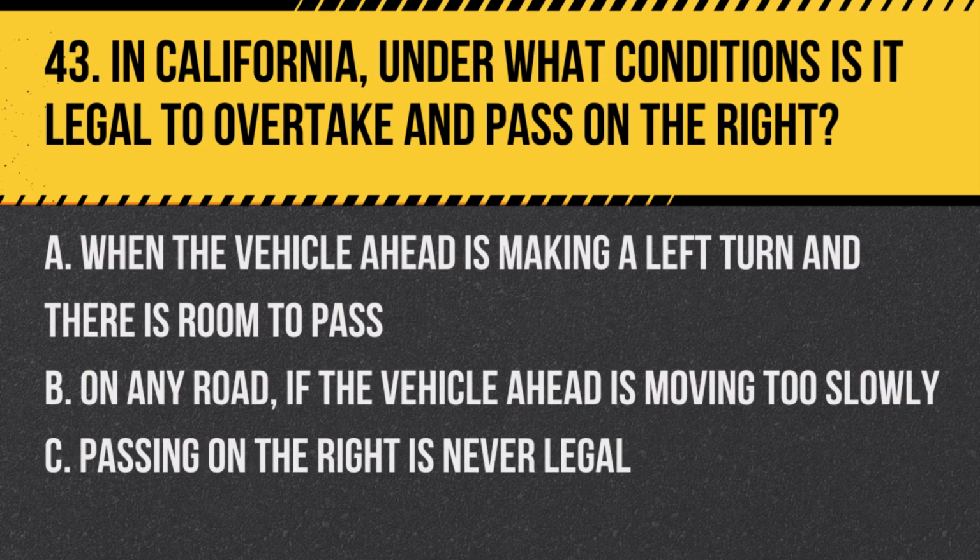Question 43. In California, under what conditions is it legal to overtake and pass on the right? A. When the vehicle ahead is making a left turn and there is room to pass. B. On any road, if the vehicle ahead is moving too slowly. C. Passing on the right is never legal. Answer. A. When the vehicle ahead is making a left turn and there is room to pass. This maneuver should be done cautiously and only when safe.